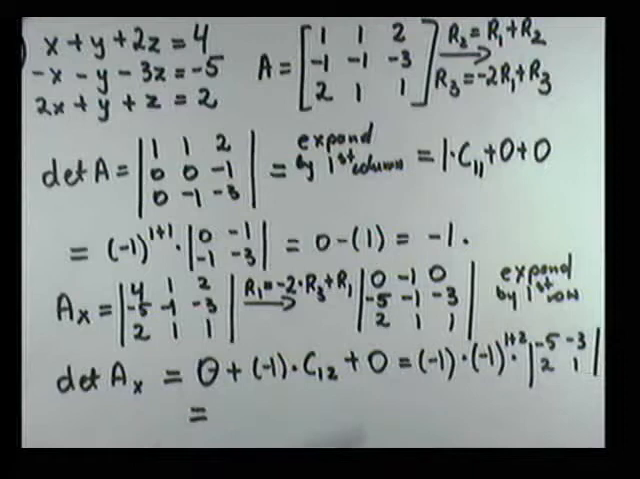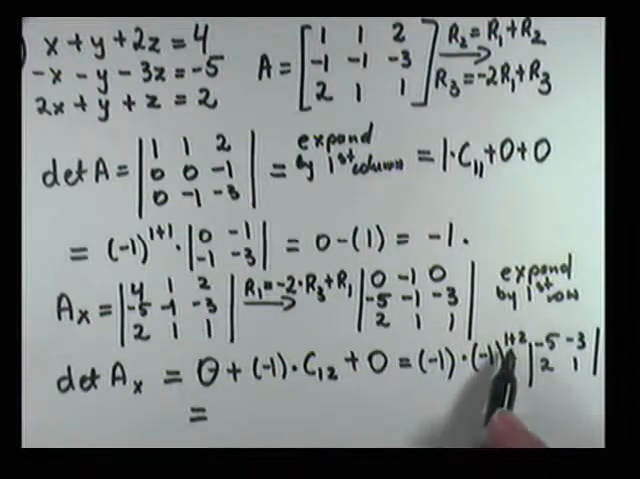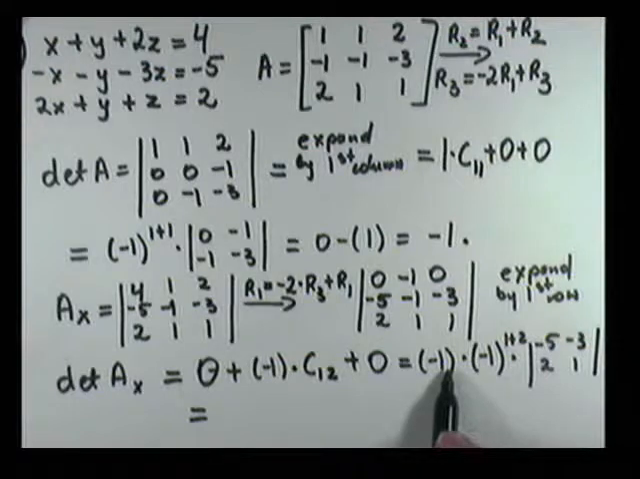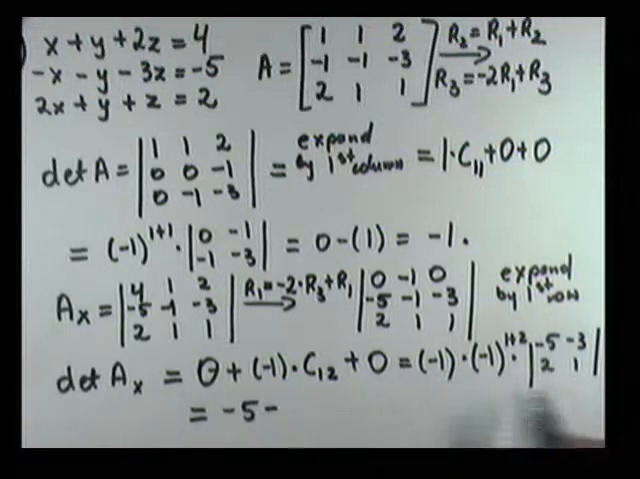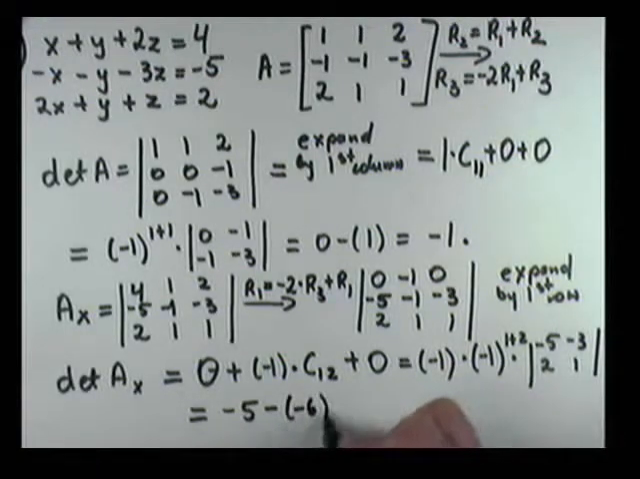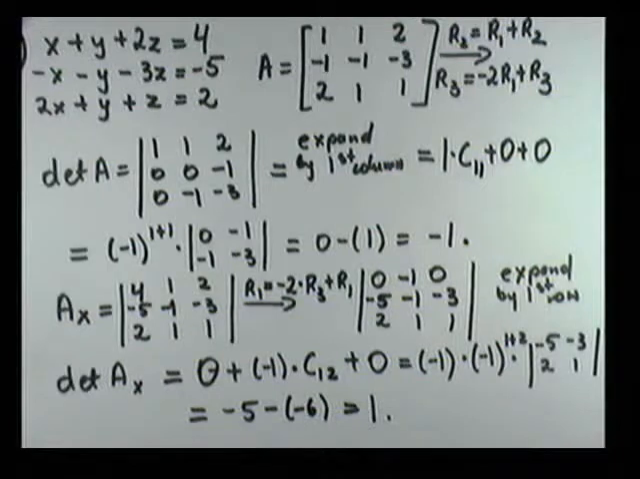So this is equal to minus 1 to the power 3 is negative 1 times negative 1, it's positive 1. So we don't need to write anything. Minus 5 times 1 is minus 5, minus 6. So this is equal to 1. And now we need to do for A sub y and A sub z.